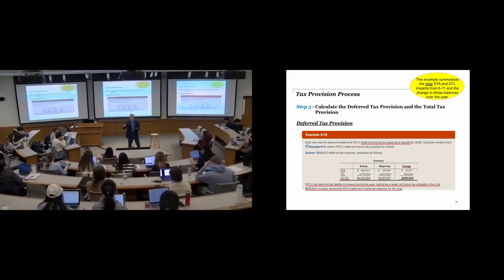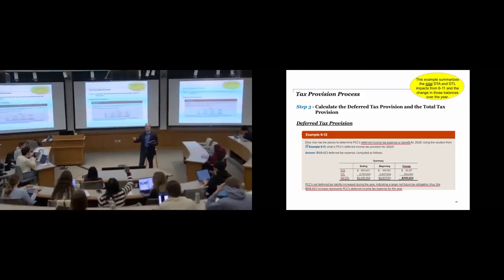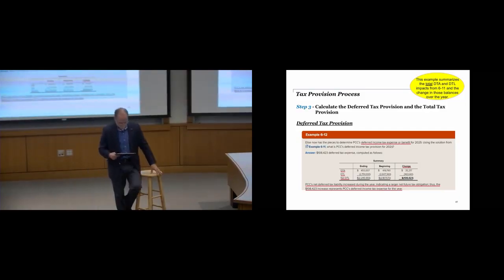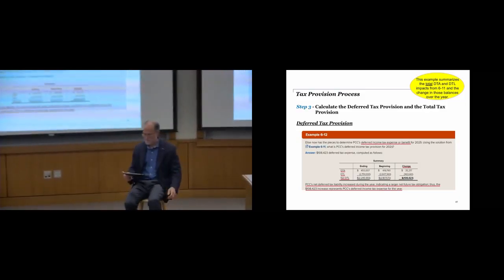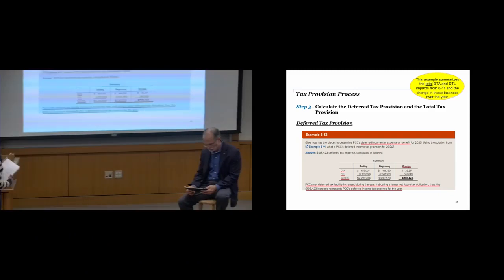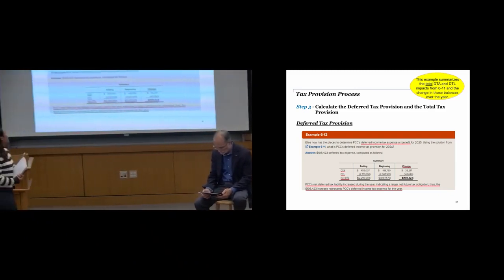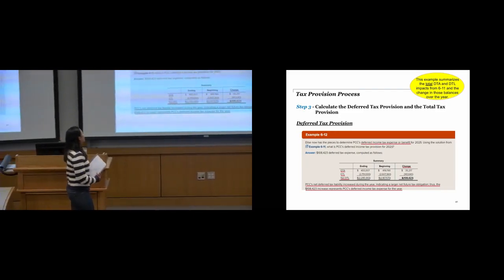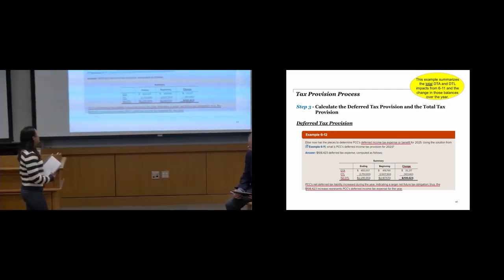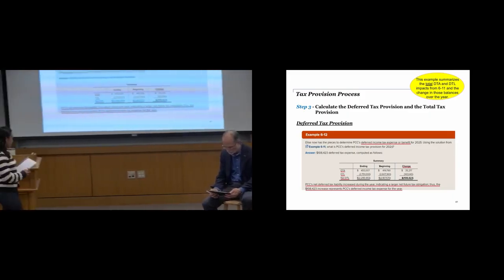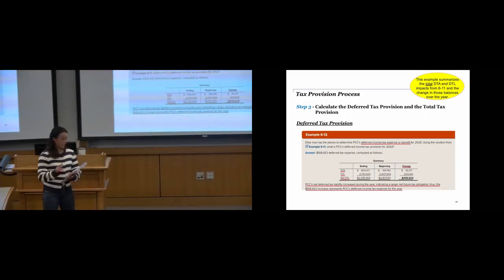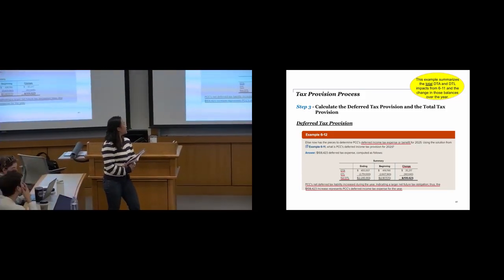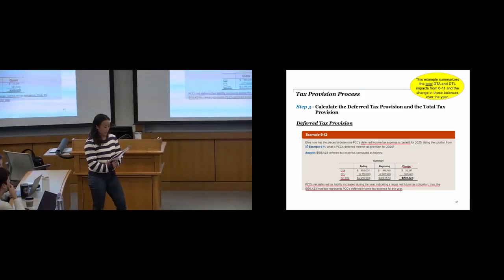So let's finish off our examples. Who's got 6-12? Okay, so this example reads, Elise now has the pieces to determine PCC's deferred income tax expense or benefit for 2025. Using the solution from example 6-11, what is PCC's deferred income tax provision for 2025? So as a reminder, these pieces that the problem is referring to are the beginning of year and end of year DTAs and DTLs that we just calculated in the last example.